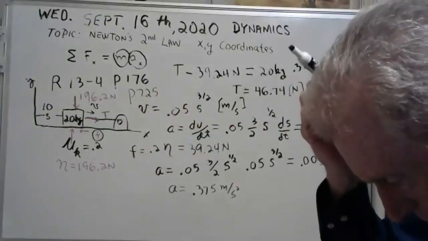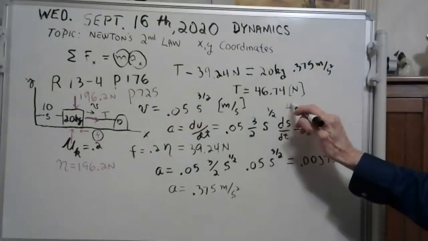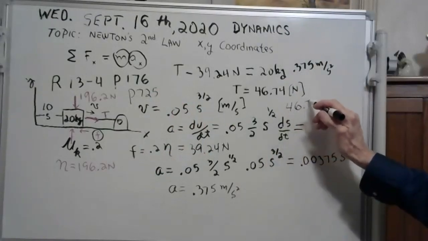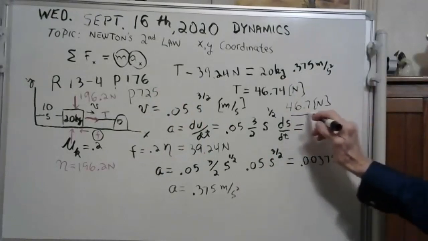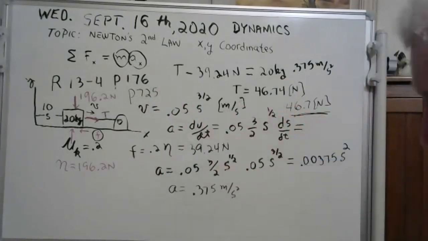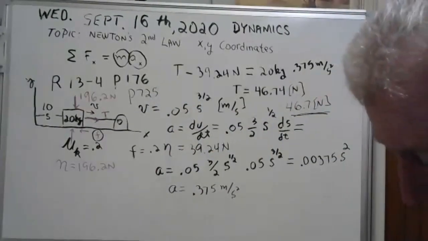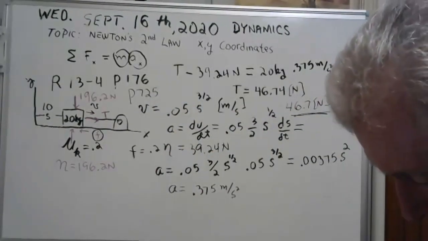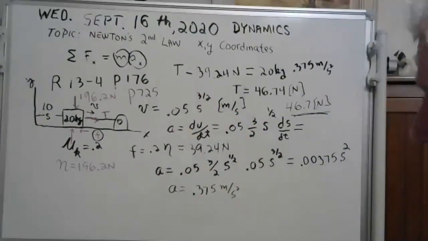And they said 46.7, the book says 46.7 newtons is the answer. And I'm pretty happy with ours. We got 46.74. They just rounded off. We did great. Now, does anybody have any problem with that? Any question with review problem 13.4? Anyone?